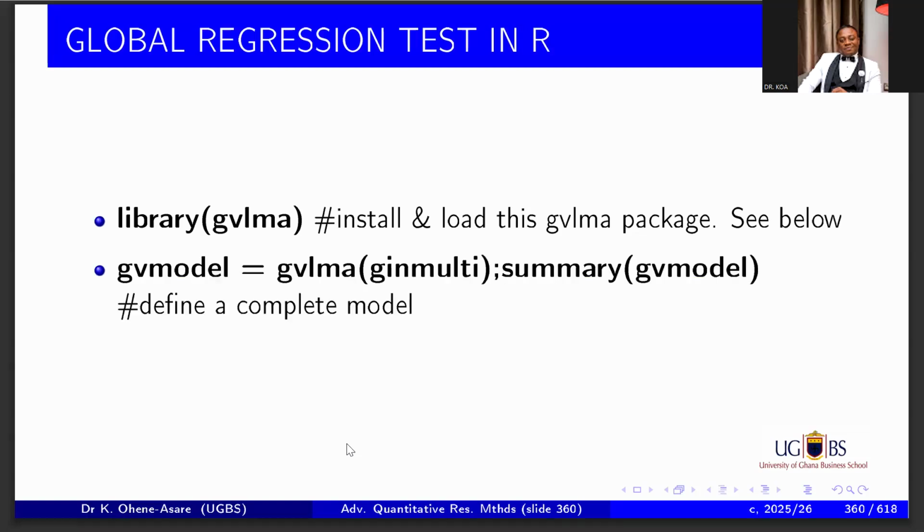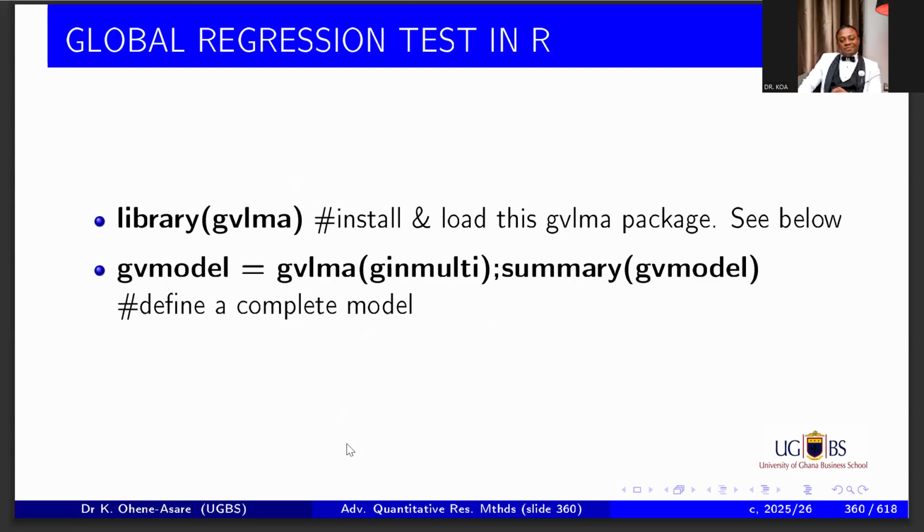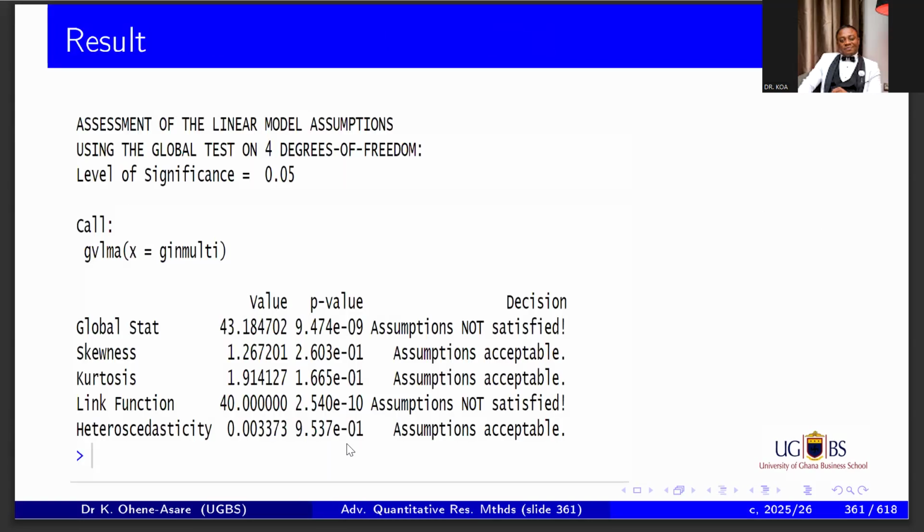like I said, I'm not so keen on that. There's one command in R that you can use to ask it to tell you whether there's a problem with anything. This command is called a global regression test, known as GVLMA. This command will give you a complete diagnosis. As you can see down here, it will check for the skewness, the kurtosis, the linearity, and the heteroscedasticity.